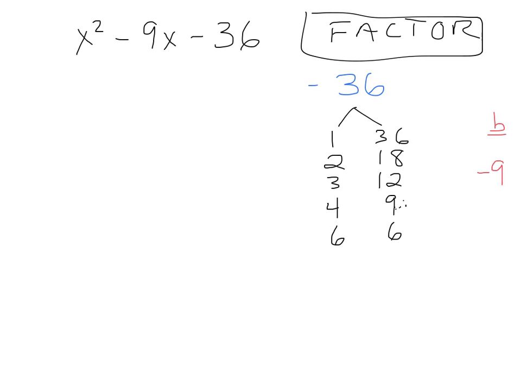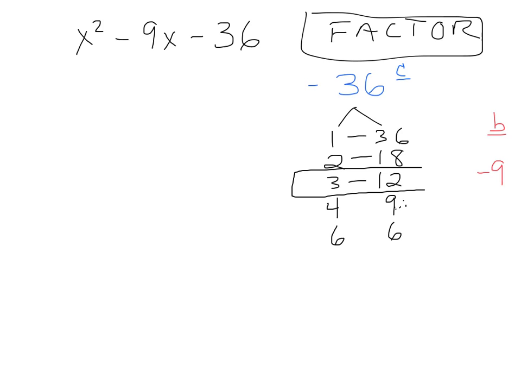Again, we're looking for two factors of C, so I listed all the pairs of factors, but two factors of C that can combine for a negative 9. 1 and 36 can either combine for 37 or 35. Here can combine for 20 or 16. Here can combine for 15 or, oh my goodness, 9. Sick. So here's our winning factors.